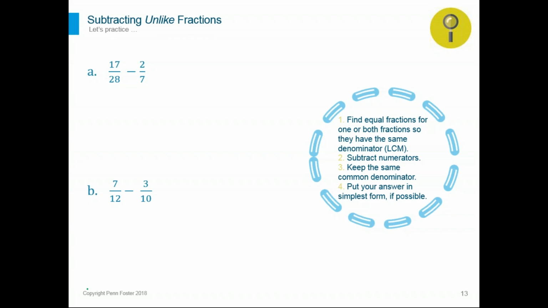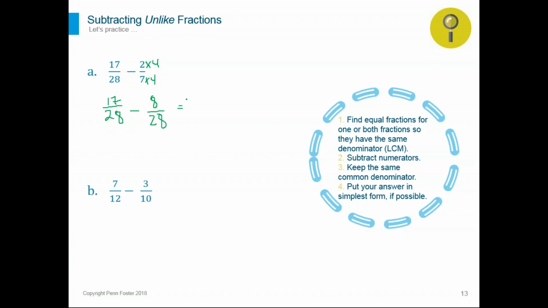Then we're going to change only one fraction. 7 times what will give you 28? 4. 7 times 4 and 2 times 4. Rewrite the problem. First fraction as is, 17 over 28, minus 2 times 4 is 8. 7 times 4 is 28. Now we have like fractions.